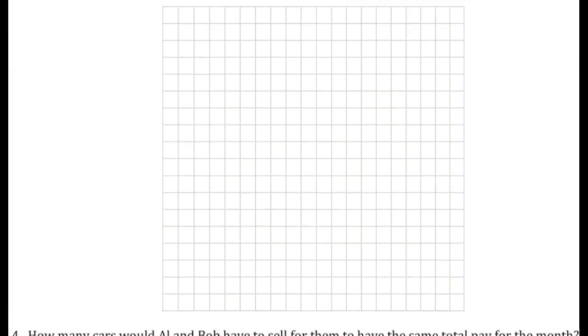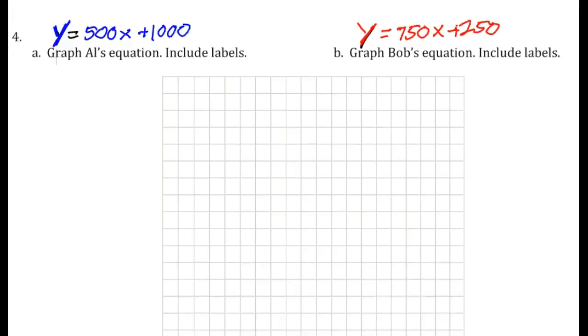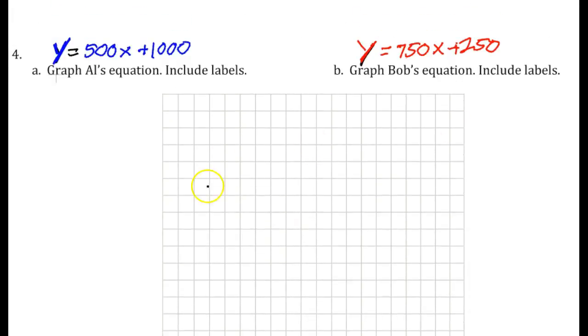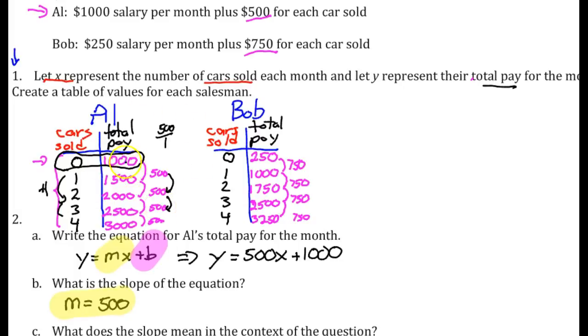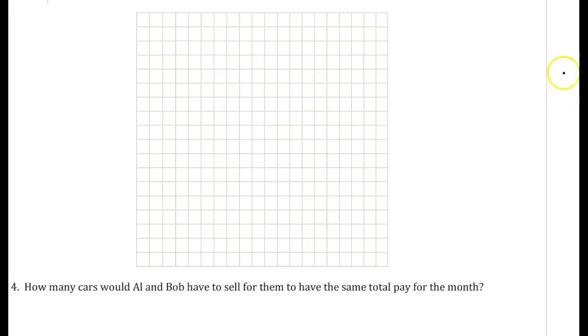Now, when you're doing this, we have to use the same information from the table that we do on the graph. If you have it here, it should be the same on the graph. This is really the same thing represented in two different ways. For instance, X is cars sold, Y is total pay, just like they told us in the directions here. So when we're doing the graph, we have to use the same exact labels. So I'll make that a little smaller.